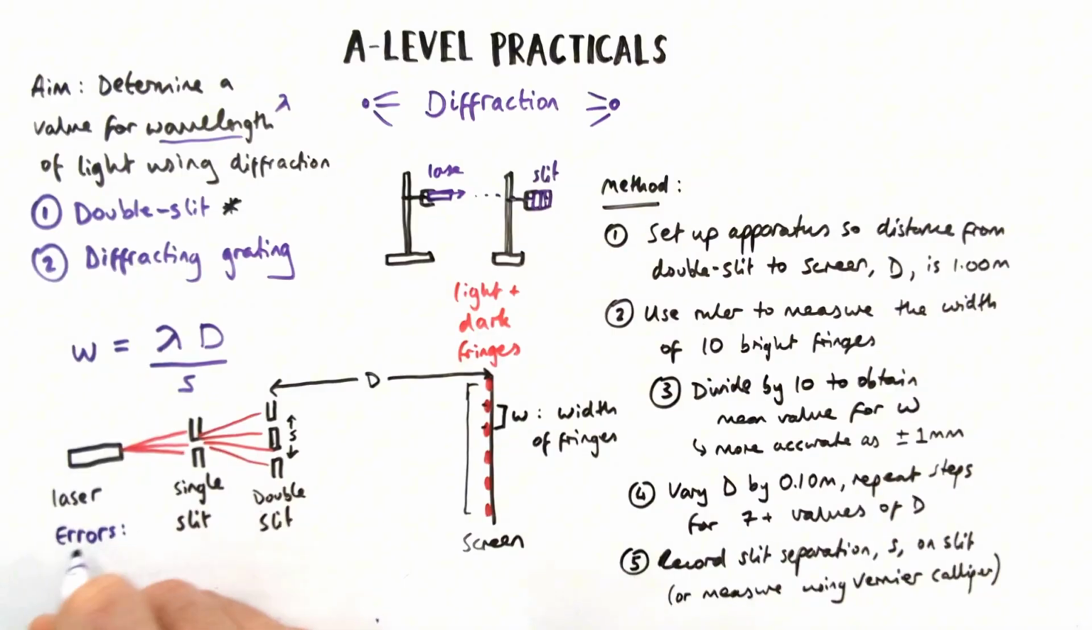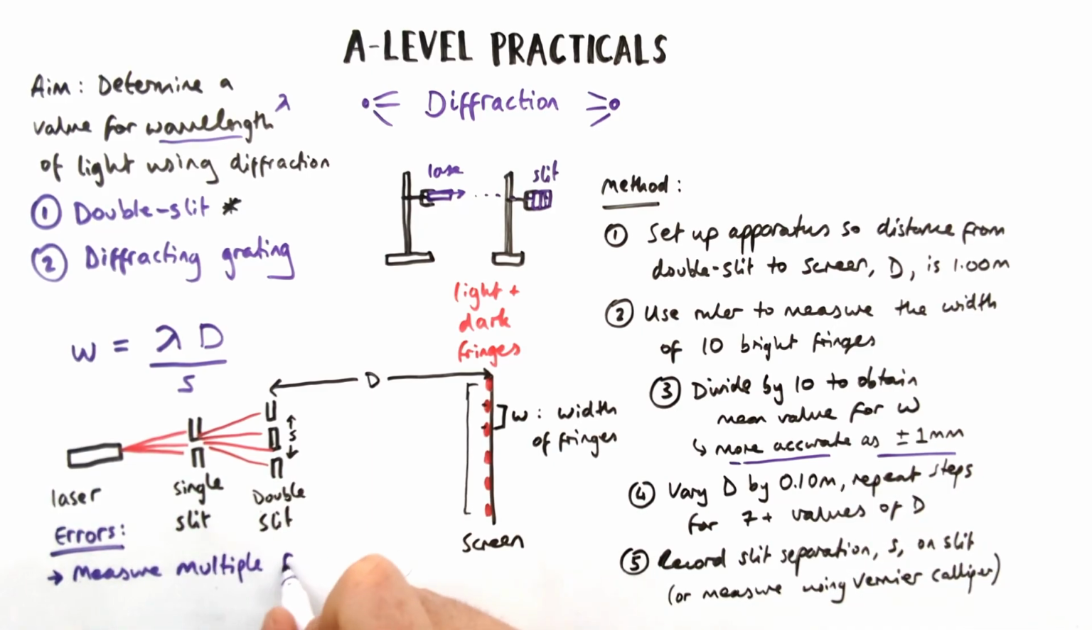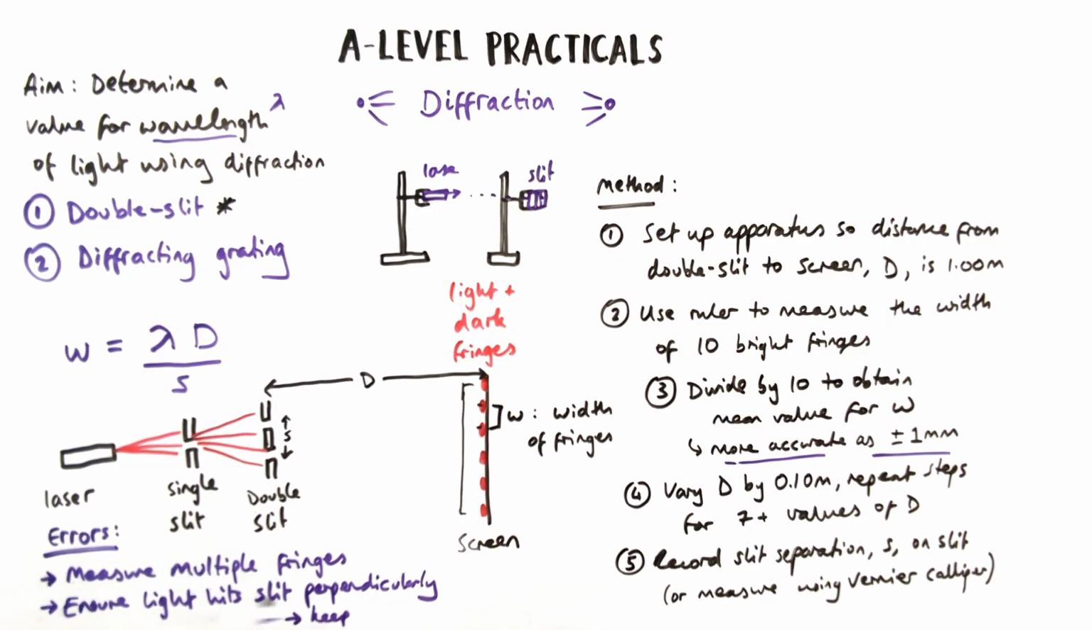Let's talk about errors with this practical, or things we can do to minimize them. So we are measuring, as we mentioned, multiple fringes to ensure that this is as accurate as possible. We're going to make sure the light hits the slits perpendicular or normal to them to ensure that all of it goes through and to ensure it's all coherent. And we are going to try and keep X constant. So in this case, X is going to be the distance between the laser and the single slit.